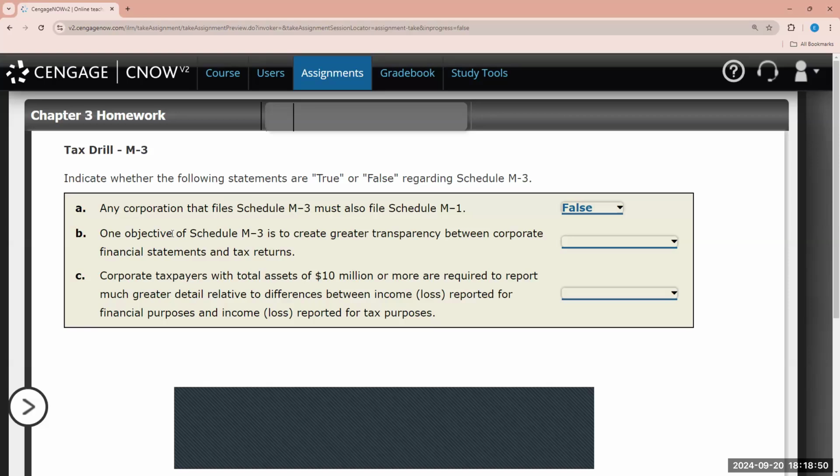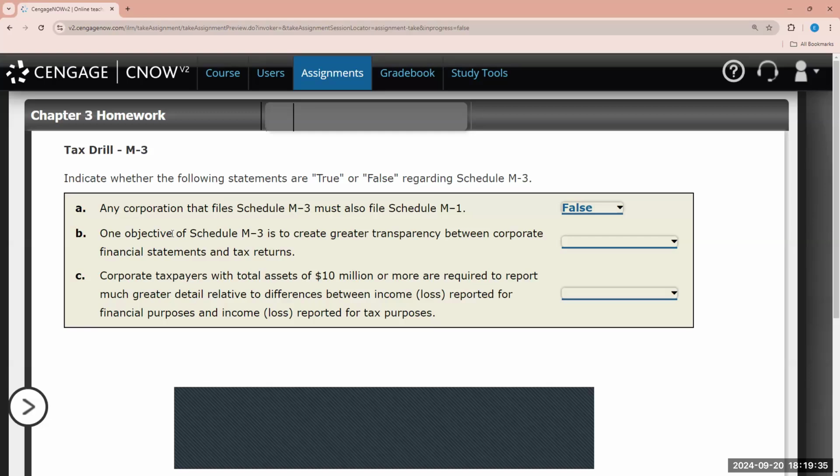So as we mentioned, Schedule M1 and M3 both essentially serve the same purpose. The key thing is that you want to be able to reconcile the book income, the income reported on the financial statements, versus the income that is reported on the tax return. So there are some differences. Sometimes there's a temporary difference, sometimes there's a permanent difference. The key thing within M1, this is for corporations that have assets that are less than 10 million. And for corporations that have assets that are more than 10 million, they need to complete Schedule M3, which is similar to M1. However, there's greater detail required when Schedule M3 is prepared.